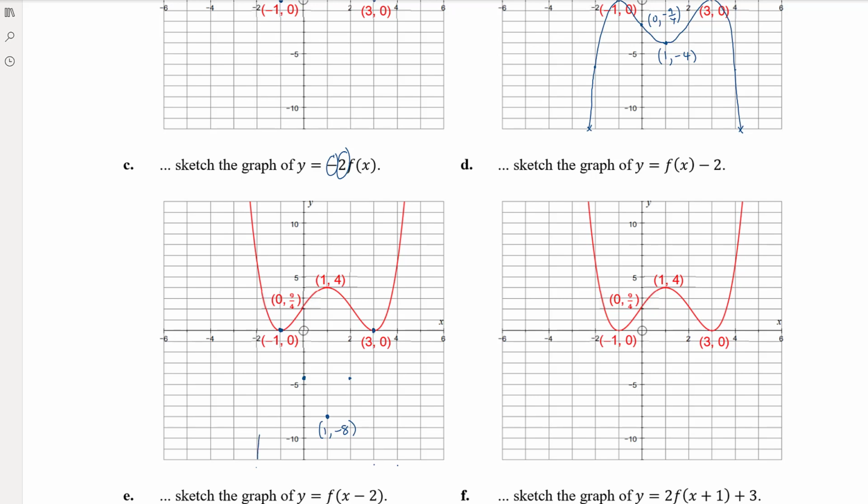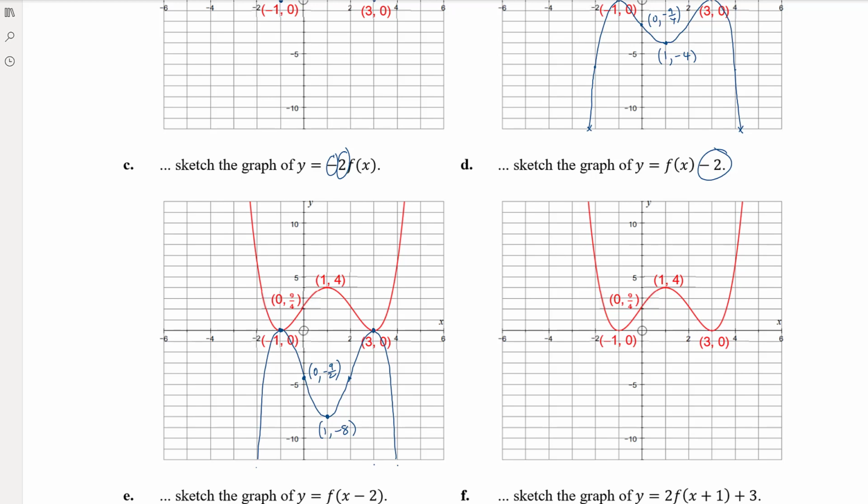Alright, so we've essentially got a steeper and upside down graph as a result of the dilation and the reflection. Mark in whatever points you can. This is (0, -9/2). So actually transforming those 4 points that you've been given on the graph. Sketch the graph of f(x) - 2.